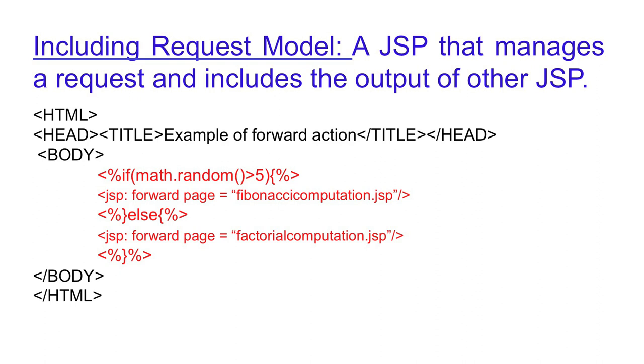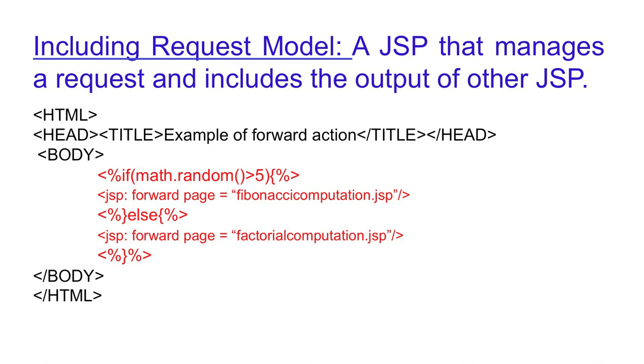If we move to the else position, if the random value is not greater than 5, then it will move to the else portion, where we will implement this jsp:forward page for the factorial computation. So first we are calculating the Fibonacci series, and second we are calculating the factorial. Both programs will be forwarded by this program.